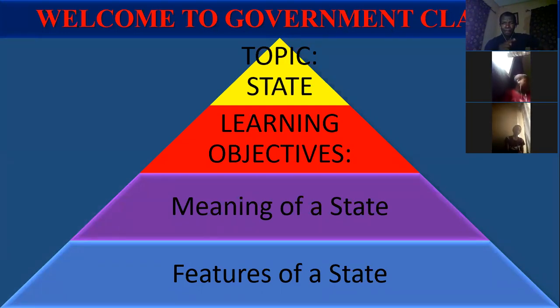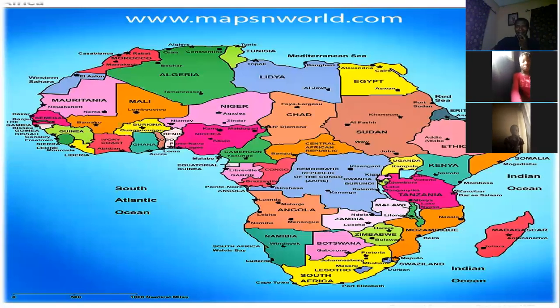And if a state is synonymous to country, and you know Nigeria is a country, how can you use the idea of Nigeria as a country to synthesize the meaning of a state? This is a map of Africa. I have asked a question: if a state is synonymous to country, and Nigeria is a country, what can you deduce? How can you use that knowledge to give a definition of what a state is?